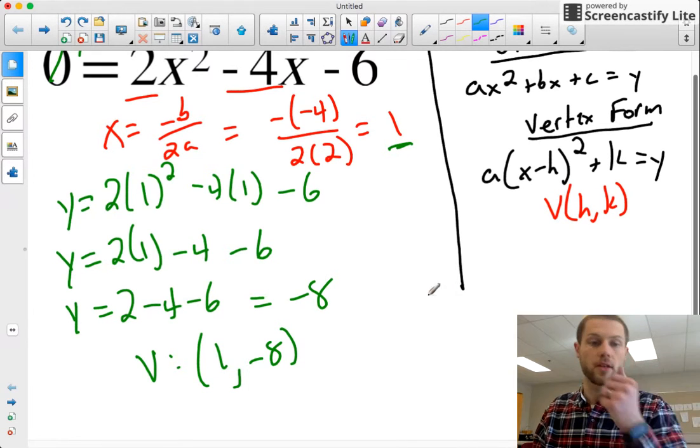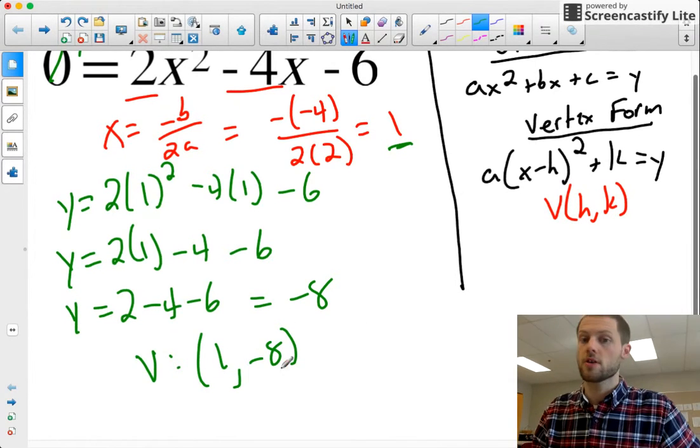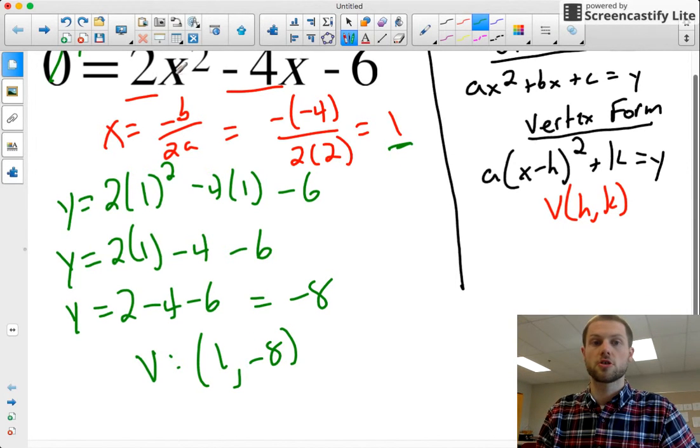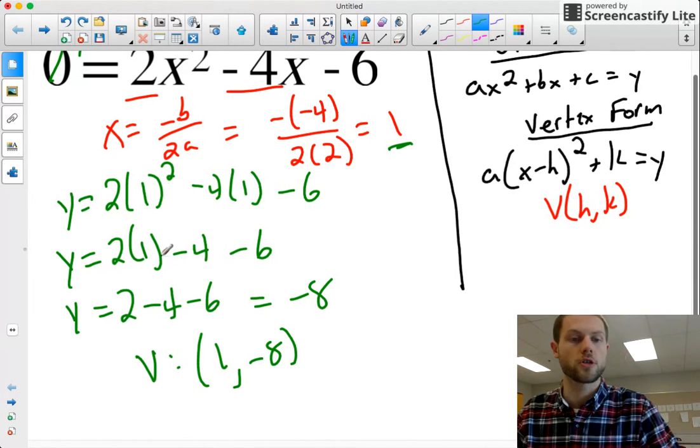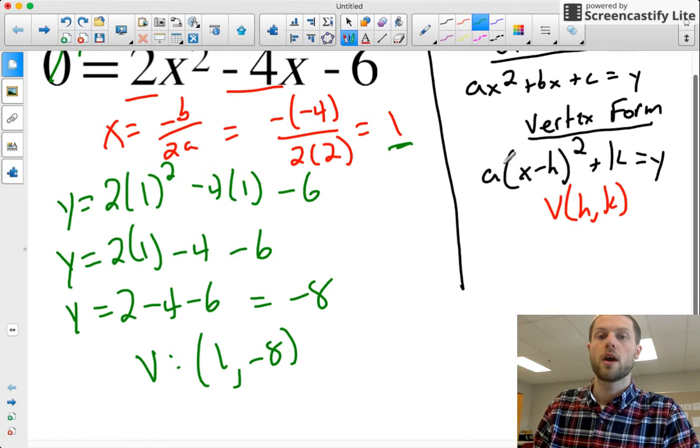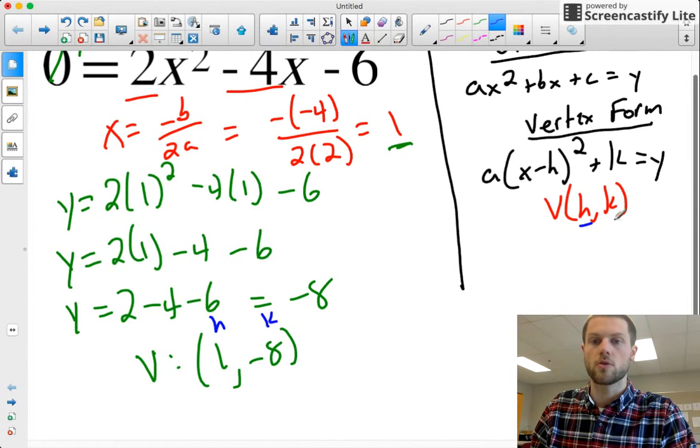If I were to graph this, I should find my vertex here. Now these aren't my roots, these aren't my solutions. I didn't solve this standard form equation, I just found the vertex. That gives us the h and the k that I'm going to plug into my h and my k in my vertex form equation.